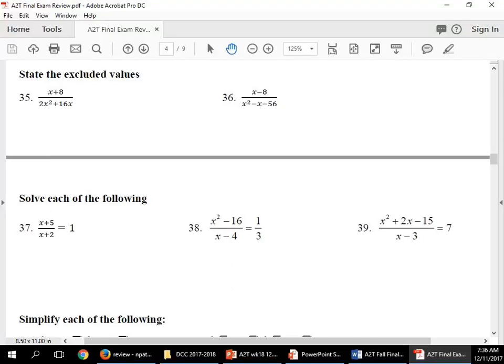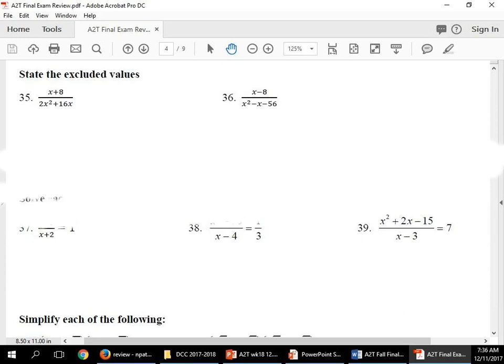All right, let's do these problems right here, 35 and 36. What makes the denominator equal to 0? Because whatever makes the denominator equal to 0, we have to exclude that. All right, now I'm going to do a bonus on this. I'm also going to find our domain because that's very common with problems like this. You have to find the excluded values and find your domain.